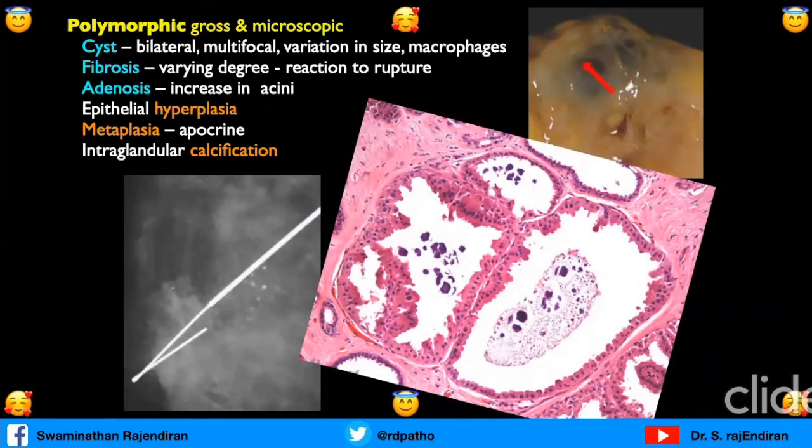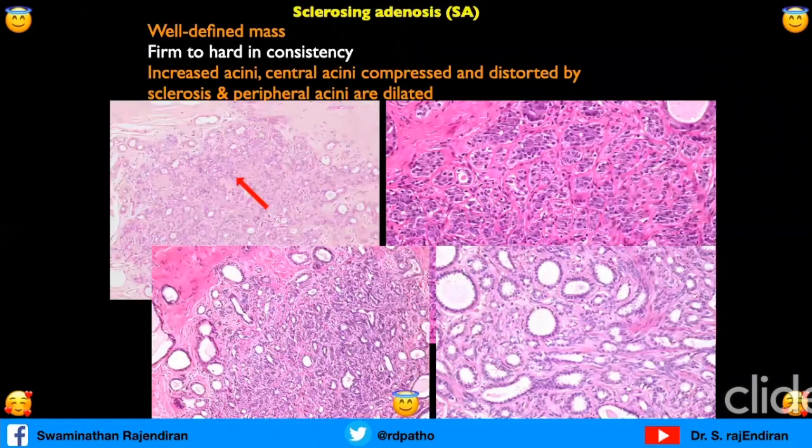So that's the breast gross pathology in an autopsy study, because nobody does excision for fibrocystic changes. And as the name shows, it shows fibrosis and cystic changes, increased number of glands, epithelial hyperplasia and metaplasia, and they are usually associated with intraglandular calcifications. That polymorphic appearance is very, very important to diagnose fibrocystic changes.